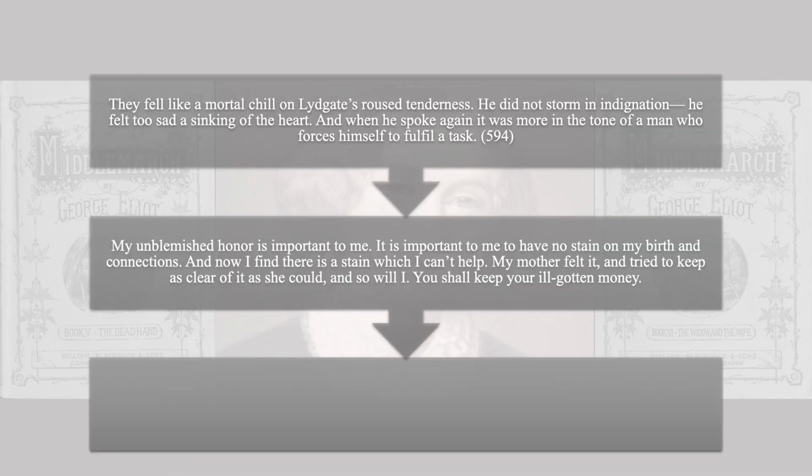Now, what Will Ladislaw says here is important. He says, "My unblemished honor." He thinks about Dorothea. And he says that his unblemished honor is important for him because his mother had run away from a family that was stealing, right? And she was a performer on stage and so on, and she lived her life on her own terms. So he says, "I find there is a stain that I cannot help. My mother felt it and tried to keep us clear of it." So he says, "You shall keep your ill-gotten money."